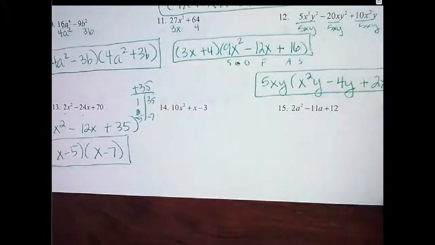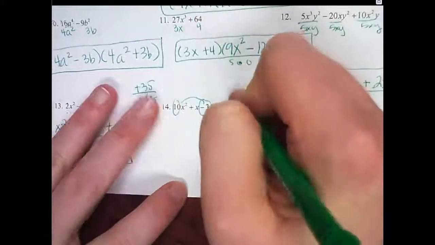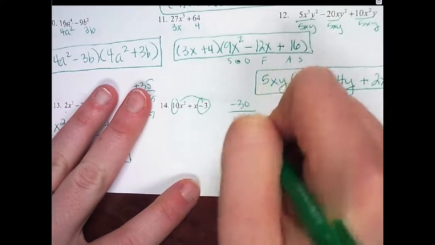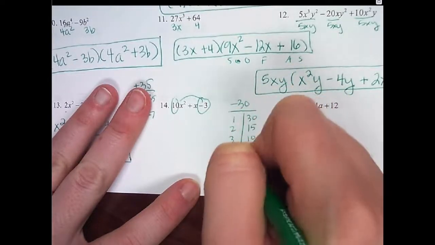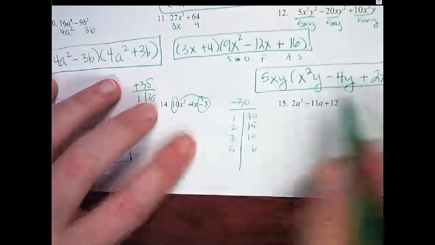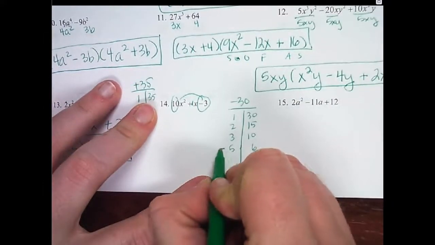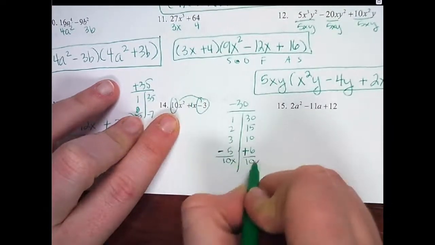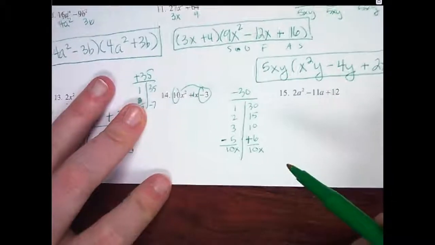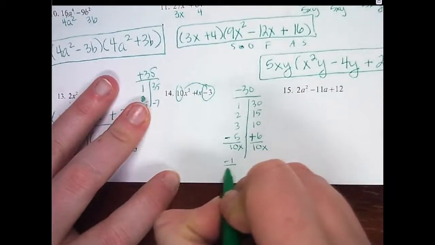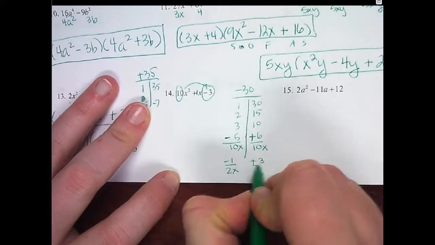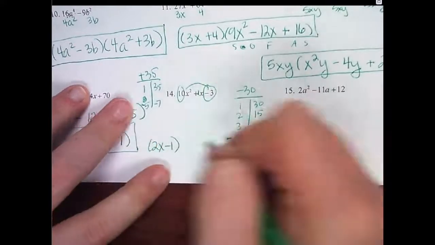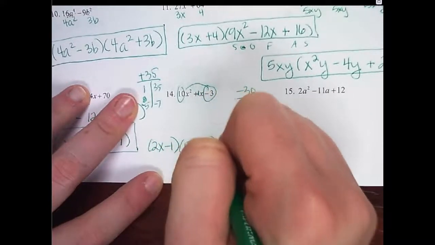Number 14, a trinomial. I'm going to go ahead and multiply these together. So negative 30. So 1 and 30, 2 and 15, 3 and 10, 5 and 6. So I want to add to get a positive 1. Well, the only ones that are 1 apart is this pair. So I need a negative 5 and a positive 6. And I'm going to divide by 10x. Now, this is a weird one because they both reduce. So this one reduces to negative 1 over 2x. This one reduces by 2, so positive 3 over 5x. So I get 2x minus 1, 5x plus 3.